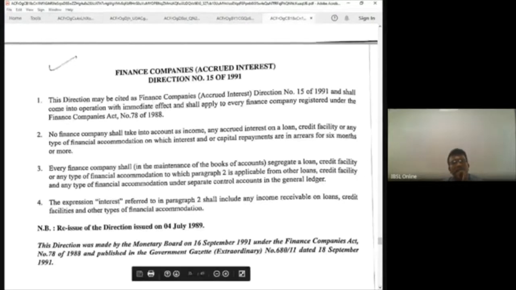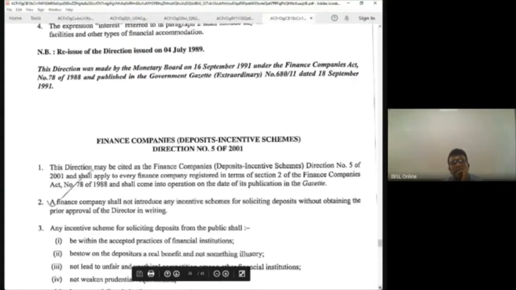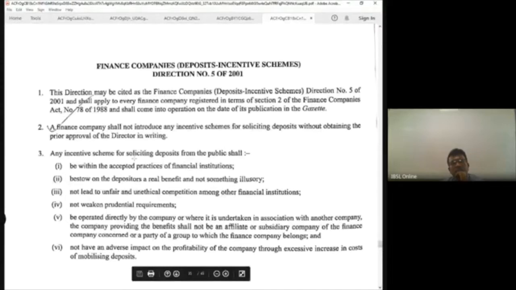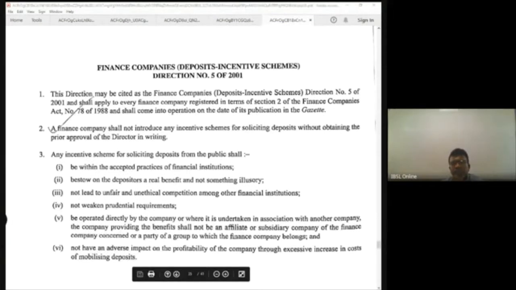Accrued interest. No finance company shall take into account as income any accrued interest on loans. Deposit incentives. Any incentive scheme for soliciting deposits from the general public shall be within acceptable practices: bestowed on the depositors as real benefit and not something illusionary, not lead to unfair and unethical competition, not weaken prudential requirements, be operated directly by the company, and not have an adverse impact on profitability through excessive increase in costs of mobilizing deposits. Okay, now we want to see more deposits coming into us. Therefore, we can increase our asset base. Now, how do we increase our deposits? By giving you gifts. Sometimes the gift cost is too much compared to what we get.